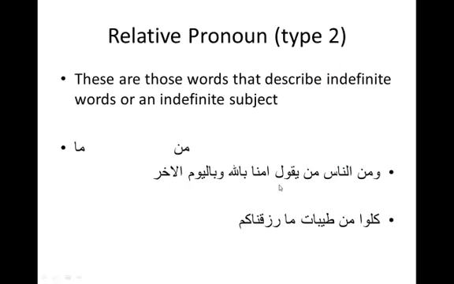Type 2. Ma and man. Ma and man you know as who, what, and who. They can be used as question words. But if you have an indefinite noun, they can also be used as relative pronoun. So if you want to use something that's indefinite, you use these. Okay? Ma is what or whatever.